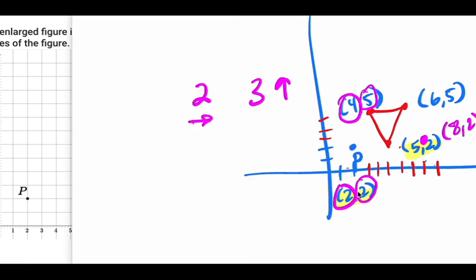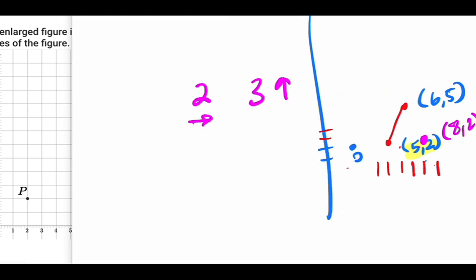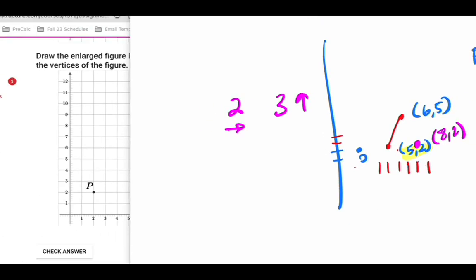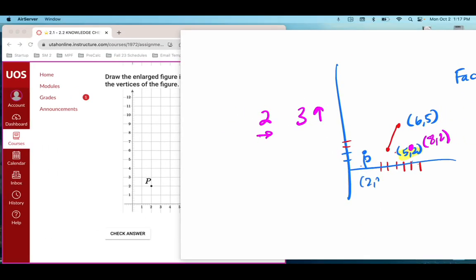So we're going to go back to this. Let me just erase some of these. We've got lots of extra stuff happening here. So there's P, and that's at 2, 2. And you'll notice from 2, 2, the new point is 6, 5. So we're going from 2, 2 to 6, 5, and we're doubling it. So to get from 2 to 6, that means I have to add 4.